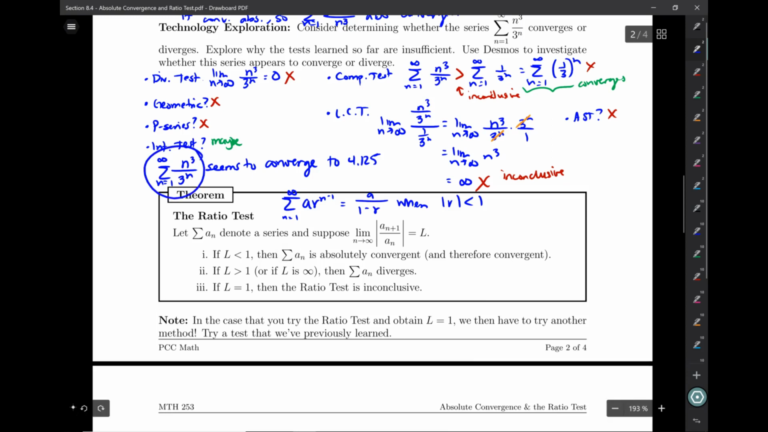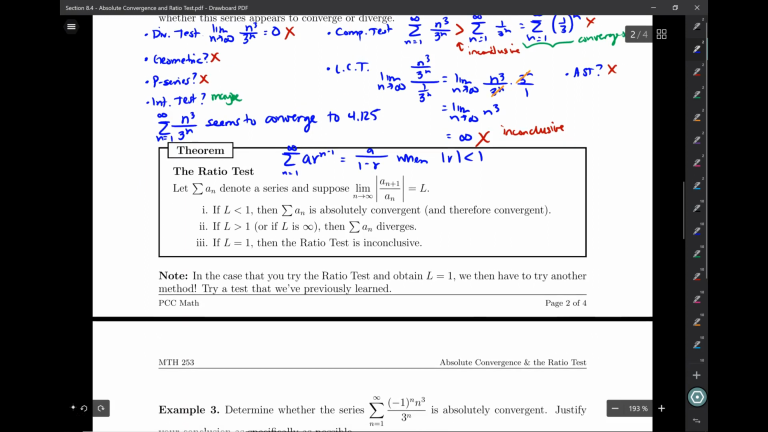Okay, so again, this series is not geometric, but for very, very large values of n, it will start to look like a geometric series because the 3 to the n is going to be the dominating term of n cubed over 3 to the n. So what we can do is look at, well, what happens to the ratio of consecutive terms? So recall that in a geometric series, the ratio of consecutive terms is always r. Again, that's in a geometric series. When you take one term and divide by the previous term, you will always get that common geometric factor of r.